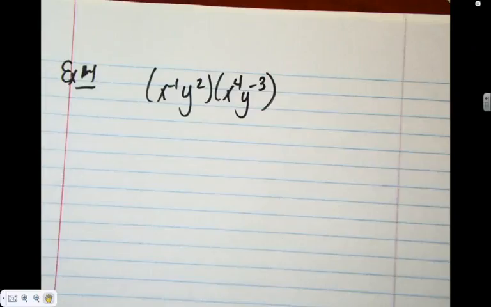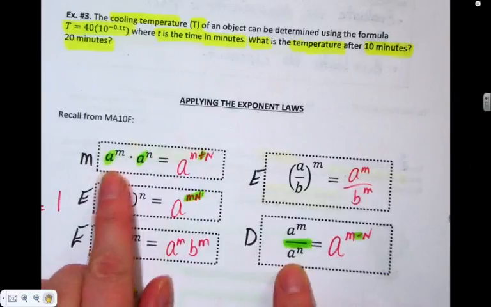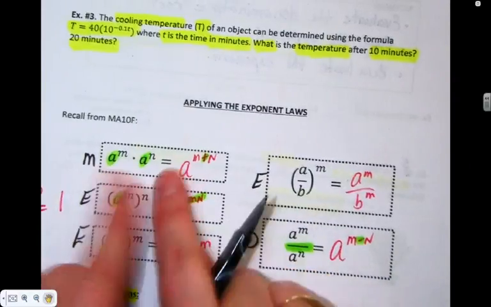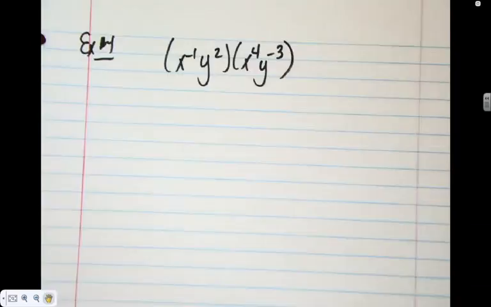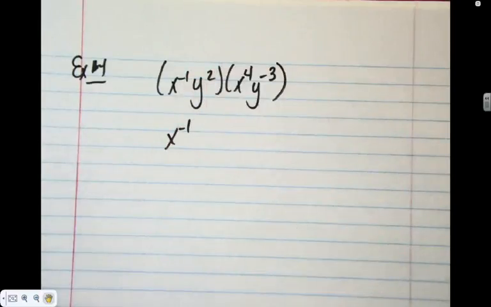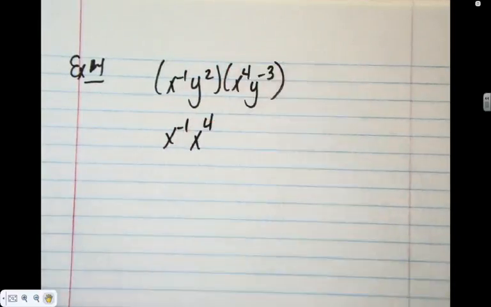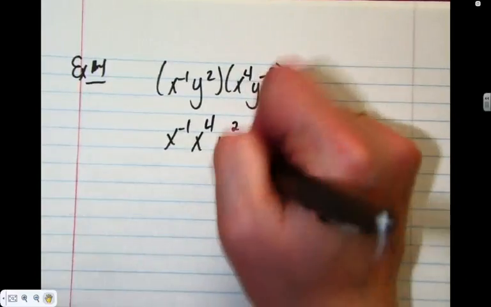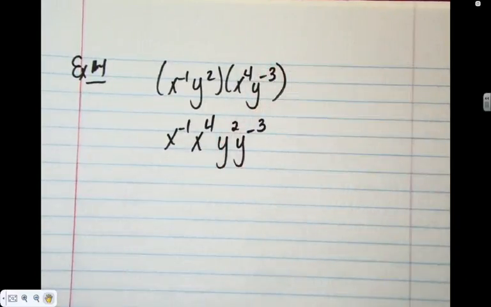Division or multiplication. So now we're down to 2 rules. We're down to these 2. Well, which does it look like? Is there a division happening? So it has to be this rule. Just because there's 2 different variables, don't let that throw you off. All I'm going to do is just write this in a different order. I'm going to write an x to the negative 1, and then I'm going to follow it with an x to the 4. Then I'm going to put the y squared. Then I'm going to put the y to the negative 3.